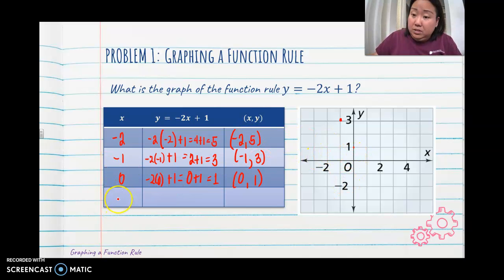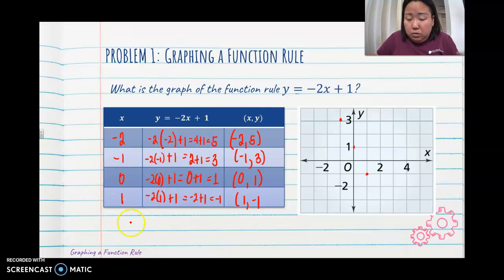And then we'll have +1. So that's going to be -2 times +1, so that's -2 plus 1. So again, that's going to be a -1. So we will have a point at 1, -1. So 1, -1, it's going to be here. That's another point over there.